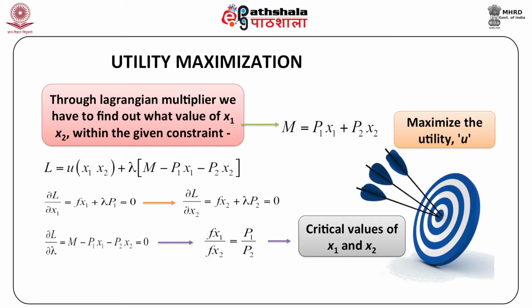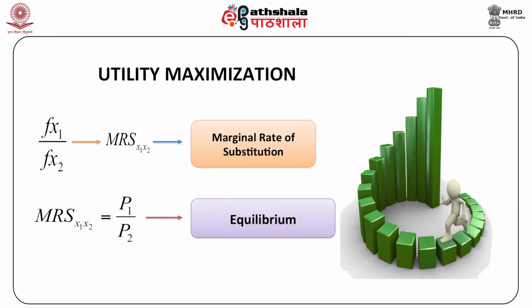For the critical values of x1 and x2, dividing equation 4 by 5, we get f_x1 over f_x2 is equal to P1 by P2, which has been denoted by equation 7. We know that f_x1 by f_x2 is also known as the marginal rate of substitution of x1 and x2. That is, for equilibrium, MRS of x1, x2 is equal to P1 by P2, where MRS is the marginal rate of substitution.